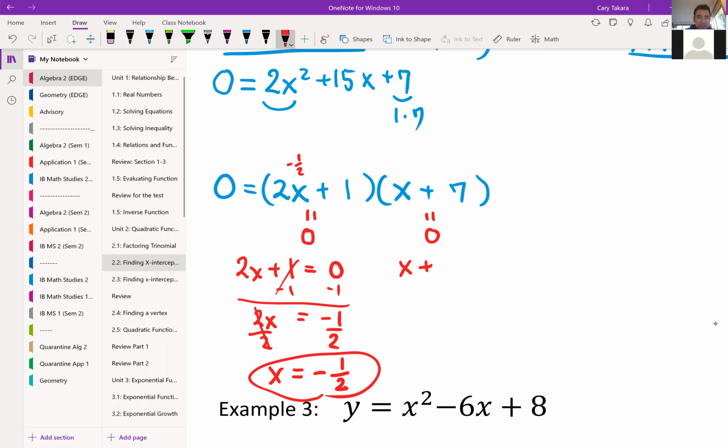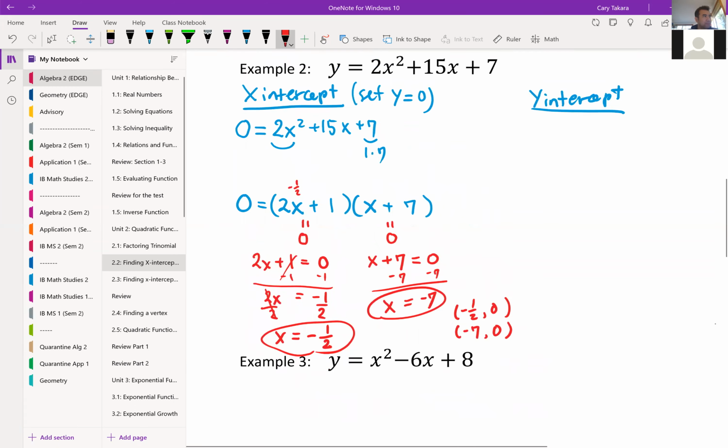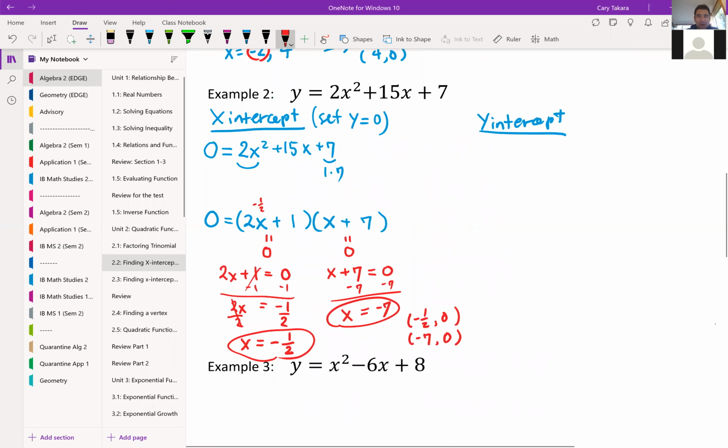But again, you can do that by setting x plus 7 equal to 0. And then if you subtract 7, x equals -7. So here it is. You found the x-intercepts. They are (-1/2, 0) and (-7, 0). Okay. You guys with me? Now, how about y-intercept?